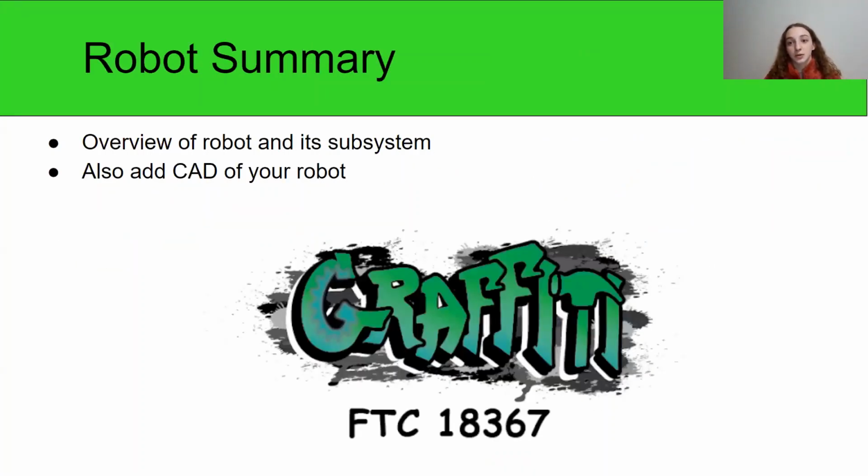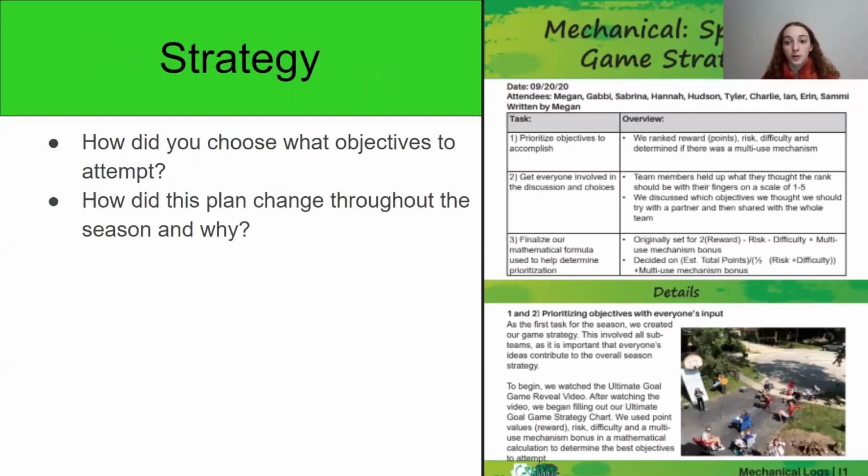For the robot section, we recommend starting with the summary and an overview of the robot. This is known as the RDES, or the Robot Design Executive Summary. Here include your design process, strategy, CAD, and a robot overview, including details on each subsystem. You can also put in a strategy section either in the RDES or separately and tell the judges how you chose which missions to do, how that strategy changed throughout the season, and how successful you were at doing the strategy you set out to accomplish.